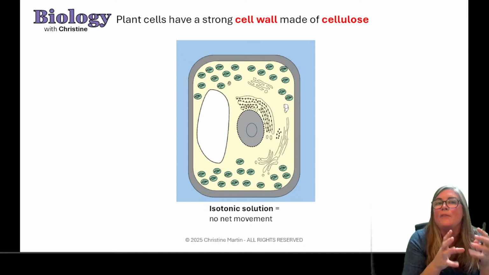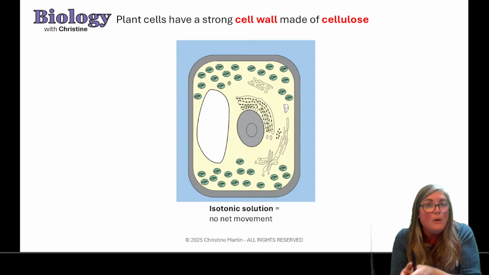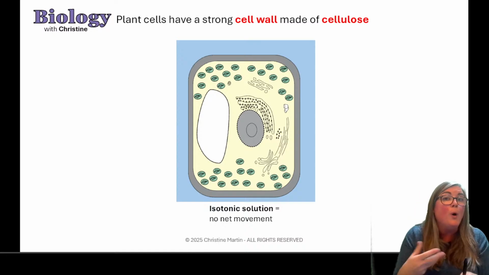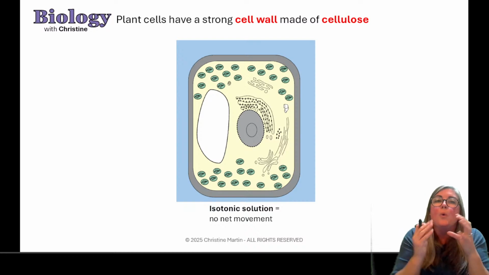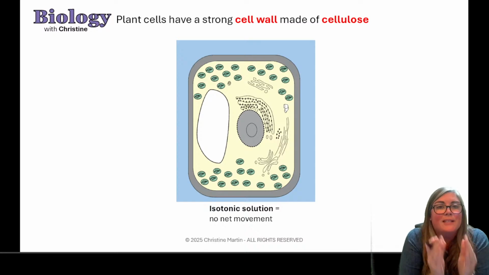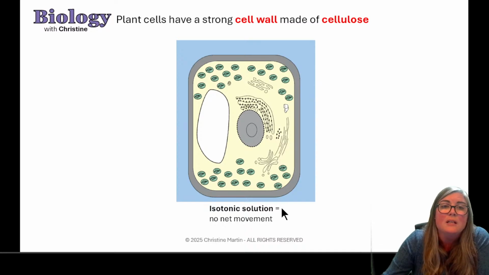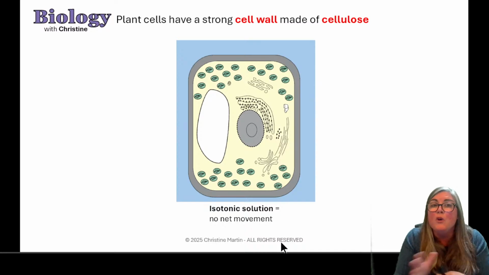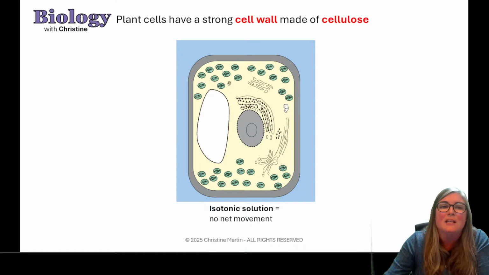So when we have our plant cells with their cell wall, which you should know is made of cellulose, this is bringing in our polysaccharides, so our carbohydrates, which are polymers. We have got this cellulose that's going to keep the cell shape and the structural support of the cell. So if we have this isotonic solution surrounding it, we've got no net movement. It's an equilibrium. We've got the same number going in as going out. Therefore, it stays exactly as it is.